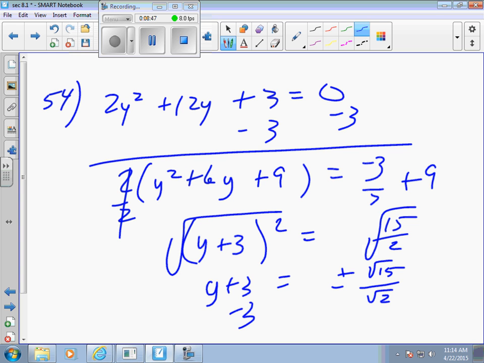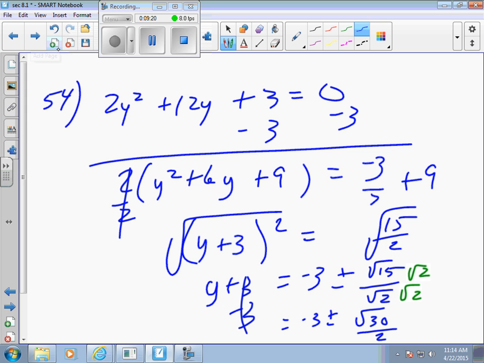Then we're going to subtract 3. The problem with this is we can't leave it like that because we have a radical in the bottom, so I have to multiply top and bottom by the square root of 2 to rationalize that, which gives me negative 3 plus or minus square root of 15 times the square root of 2 is the square root of 30, and on the bottom I get 2. Now, could we write that as a common denominator over the whole thing? Yes, we can, but this is also a correct answer.